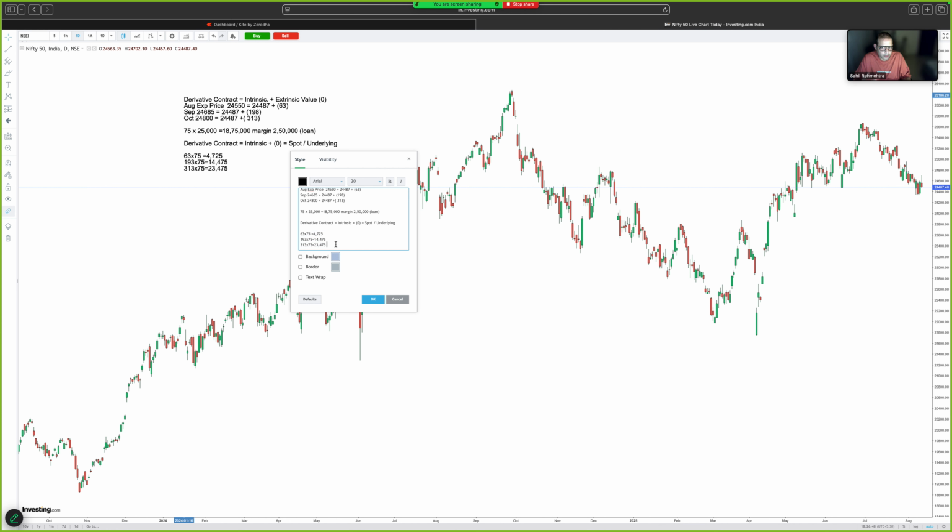I hope this part of it is clear. Now, what happens if the market rallies up? If the market you bought rallies up, then the index needs to rise a minimum of 63 points in the month of August for you to make a profit.